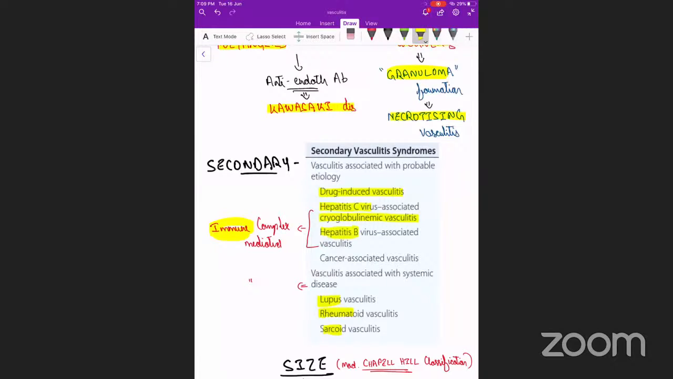Hepatitis B is associated with which type of vasculitis? Can you guys answer? Which type of vasculitis is hepatitis B associated with? Yes, very good. It is polyarteritis nodosa. This will be polyarteritis nodosa.